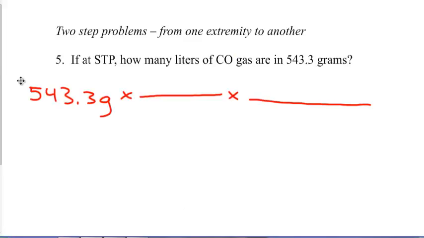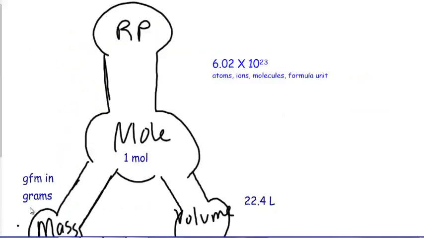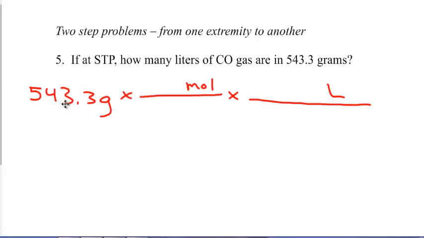So I start with my known, and I do 2 conversion factors. So remember when we do the top, step 3, top path follows the map. So again, we're going from gram, we have to go through the mole, and then down here to liters. So the way my problem is set up is the known with grams, top path mole, liter.